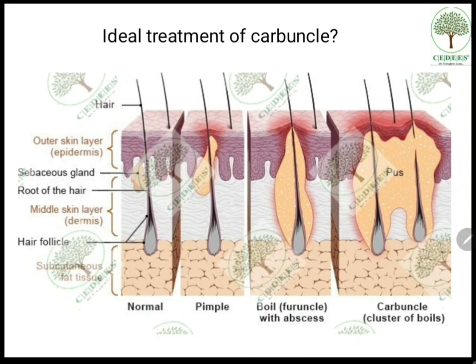carbuncle. So in this diagram here you can see the different layers of the skin. So we have the epidermis, the middle layer which is the dermis, and beneath that the subcutaneous tissue. Now we all know that our skin contains something known as hair follicles, and any infection which can occur in and around these hair follicles will cause these different conditions like the furuncle or a carbuncle. So any infection that originates in and around the hair follicle is essentially called folliculitis.